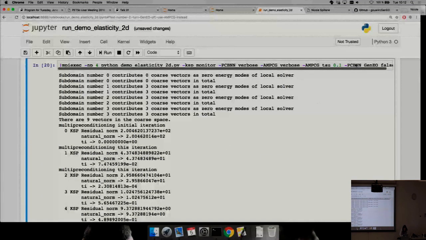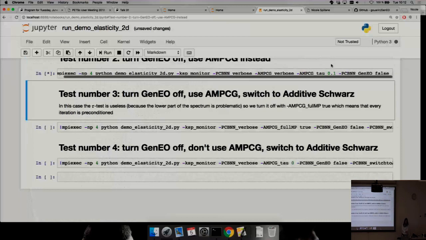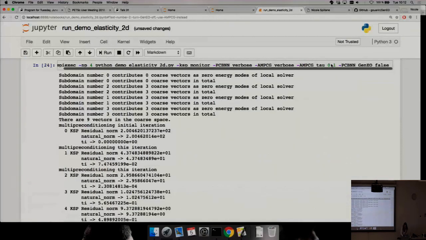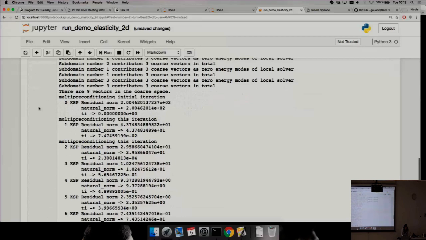So this time I turn GenEO off by setting GenEO to false, and I turn the AMPCG on by choosing tau equal 0.1, and I solve. And then this is what comes out. So we still have the natural coarse space. So the rigid body modes are still in the coarse space. We'll always have that for BNN.